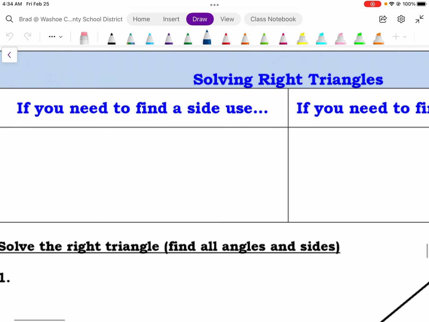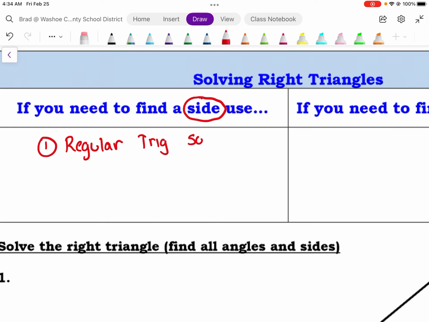So if we need to find a side, and this keyword is our side first, we pretty much have two options. Our first one is going to be our regular trig. And when I say regular trig, that means we're going to use our regular old SOHCAHTOA. So that would be our regular sine, cosine, and tangent. And that's a little bit different from the inverse that we've just been talking about. And then the second thing that we have is good old Pythagorean.